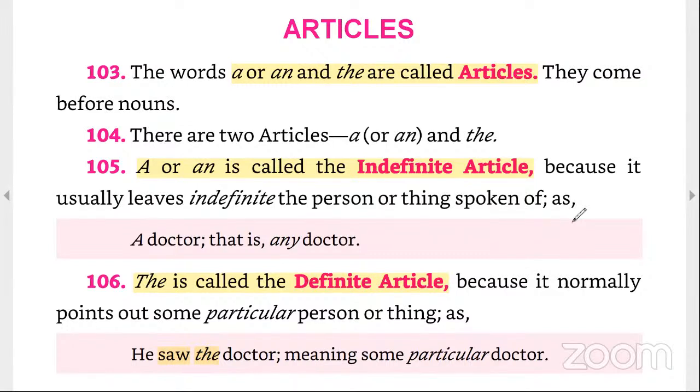For example, when I say a doctor, it refers to a single doctor, but it could be any doctor. But when I say the doctor, I'm talking about one particular doctor about whom I might have mentioned before.